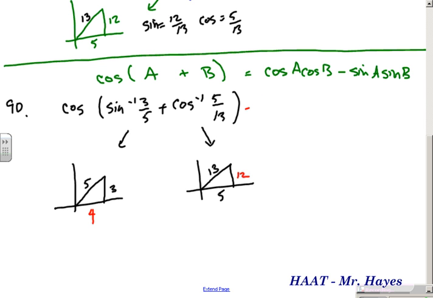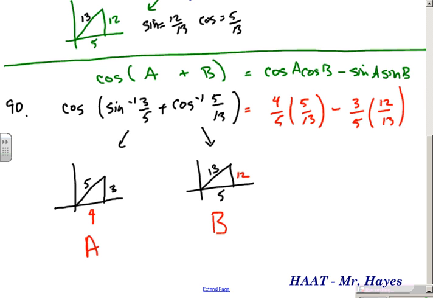And now you're just going to go up here and fill in the missing parts. Cosine of A, and again, I would label these down here just to be abundantly clear where you're pulling stuff from. Cosine A is going to be 4/5, so 4 over 5, times cosine of B, which is 5/13, minus sine of A, which would be 3/5, times sine of B, which is 12/13.